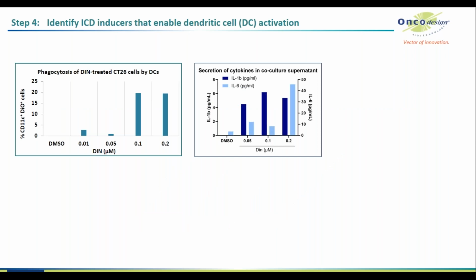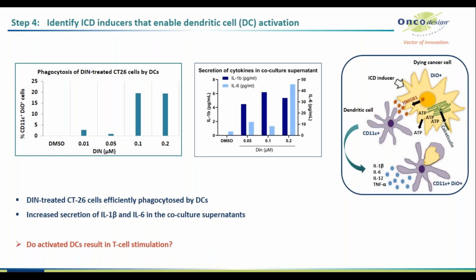In the graph on the left, we can see the FACS analysis where we looked at the marker DiO, which is a marker for CT26 cells, and CD11c, which is a marker for dendritic cells. When there are double positive cells, we consider that as phagocytosis of CT26 cells by the DCs. And what we observed was that at 0.1 and 0.2 micromolar Nanocyclix, there was an increase in the double positive cells. At the same doses, we can see a nice increase in the cytokines that we looked at, IL-1 beta and IL-6, in the graph on the right.